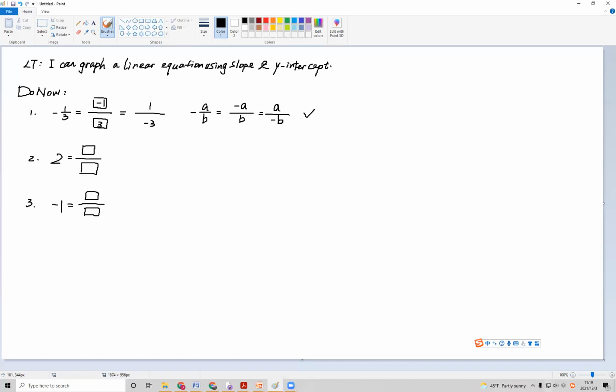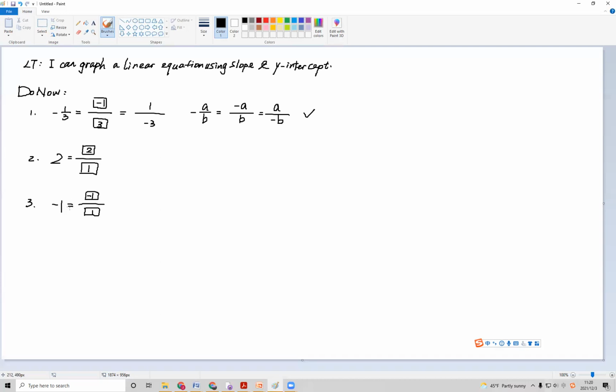Now, second one, if you have a whole number 2, how do you rewrite this into a fraction? Some students may know you can do 2 over 1, because any number divided by 1, you still get this number itself. Okay, the last one, same idea. This is an integer, but it's a negative number. So -1 equals -1 over 1, same thing. Any number over 1 equals this number itself. Okay, so please make sure you understand this first.